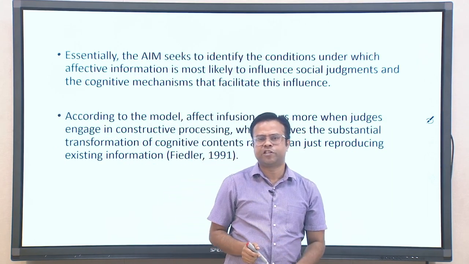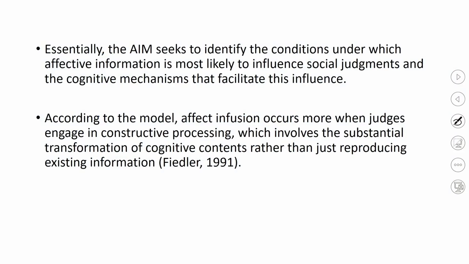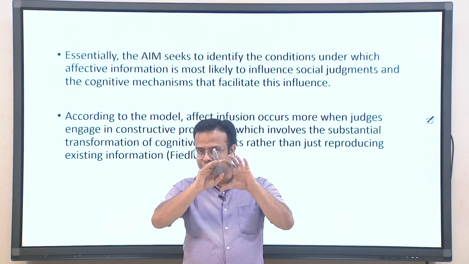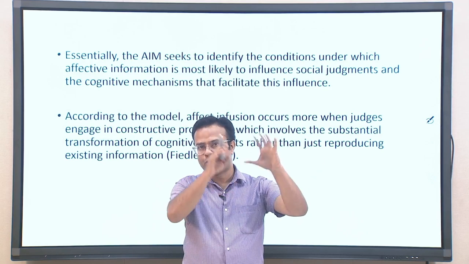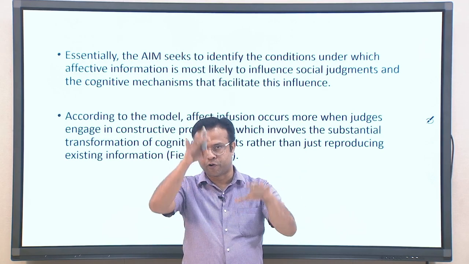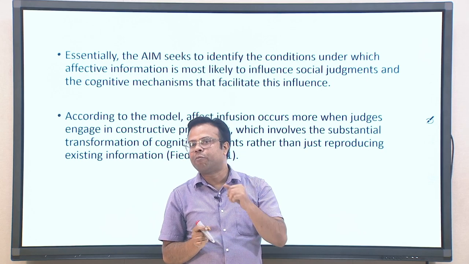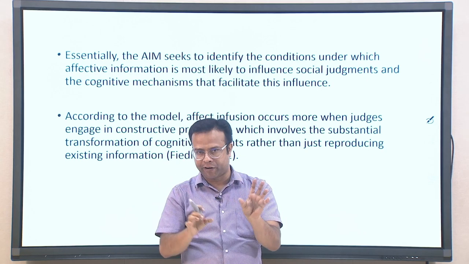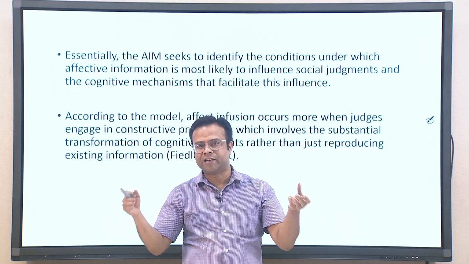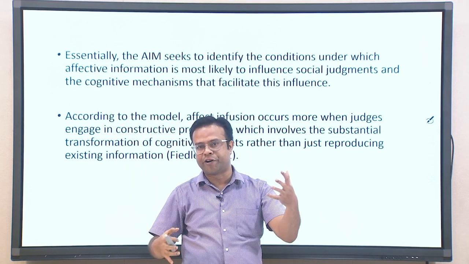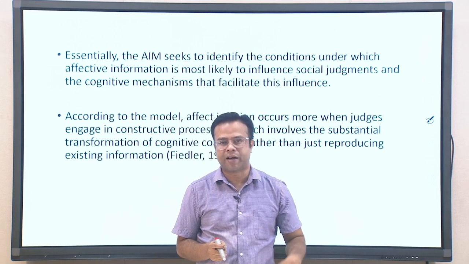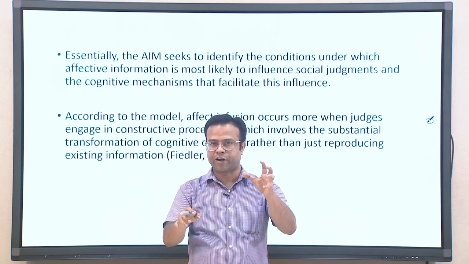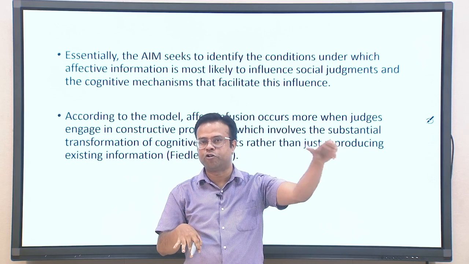So, essentially this model seeks to identify the conditions under which emotional information is most likely to influence your judgment. Most of the other models are more general, like the affect prime model, which does not look into a lot of contextual factors. Affect as information included a few factors, but this model is more elaborate and takes more factors into account. It is most likely to influence social judgments and cognitive mechanisms to facilitate the influence. So, the conditions are kind of fixed for when and how emotion will influence.